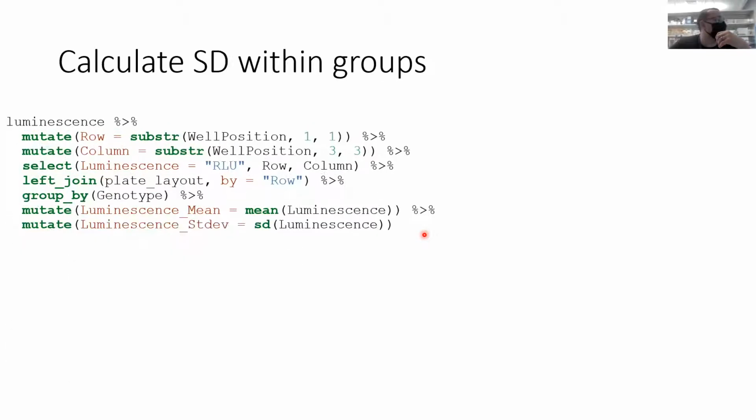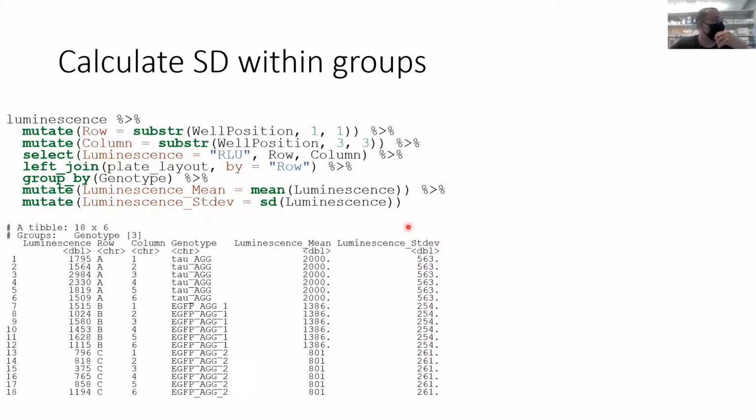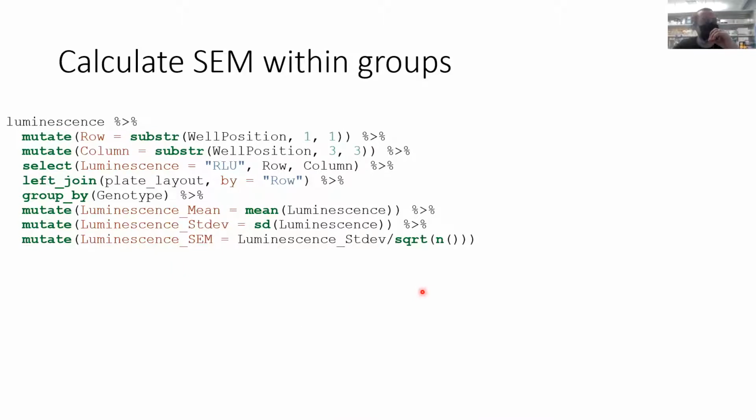The next thing we do is calculate the standard deviation. In the same way, we take luminescence underscore stdev, and the SD function is the R function for calculating standard deviation. And it gives us this new column where, within each group, we've now calculated the standard deviation. And lastly, because we're going to be plotting means, we actually want the standard error of the mean instead of the standard deviation. So we take the standard deviation that we've just calculated, and we divide it by the square root of the number of rows within each group.